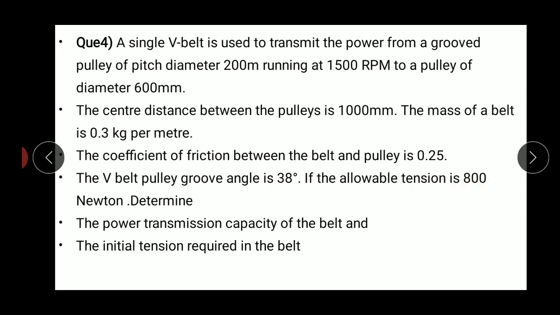Determine the power transmission capacity. So P has been asked, and the initial tension required in the belt. So initial tension T0 has been asked, and power transmission capacity of the belt has been asked.